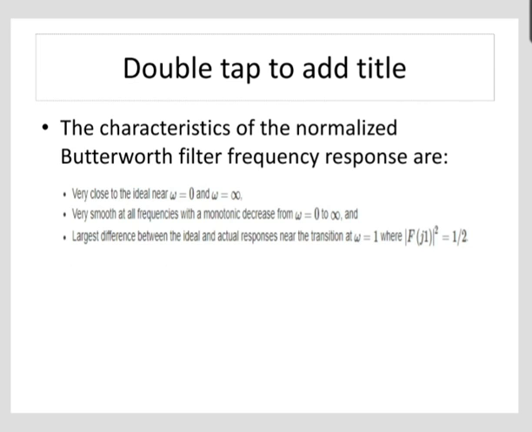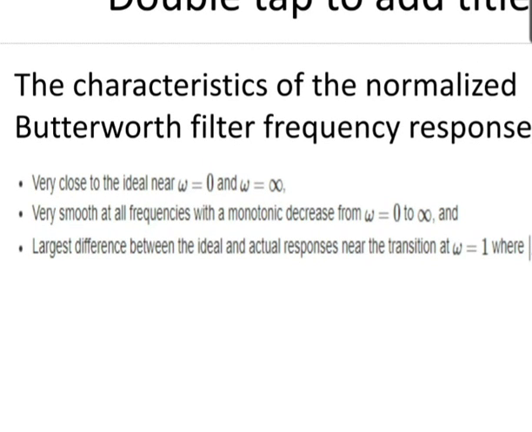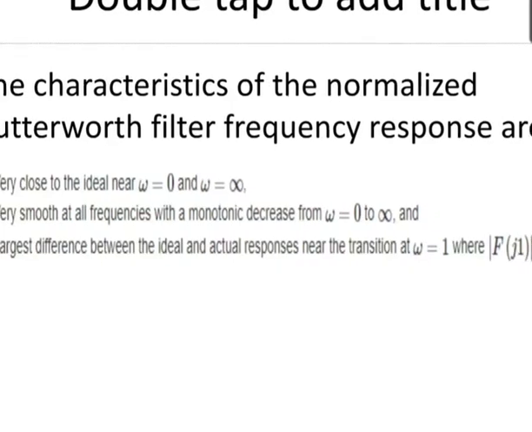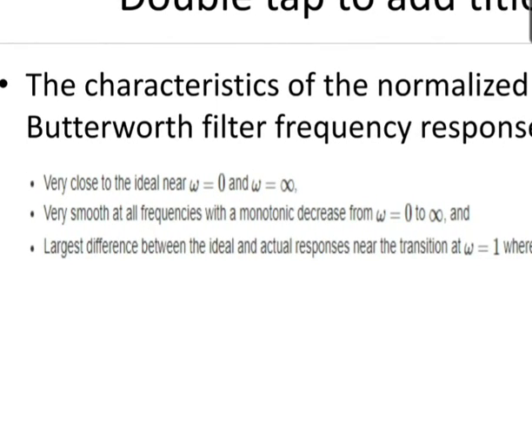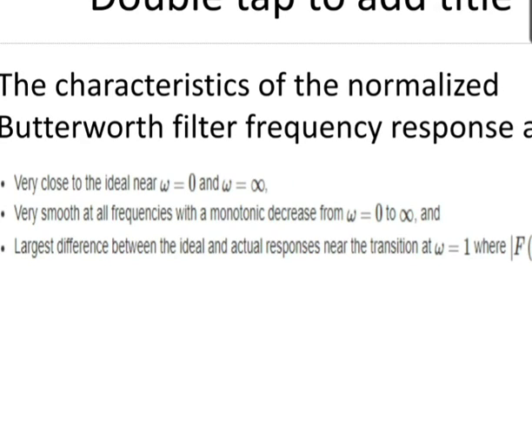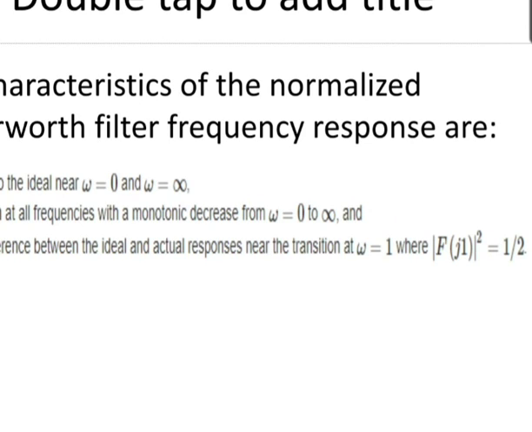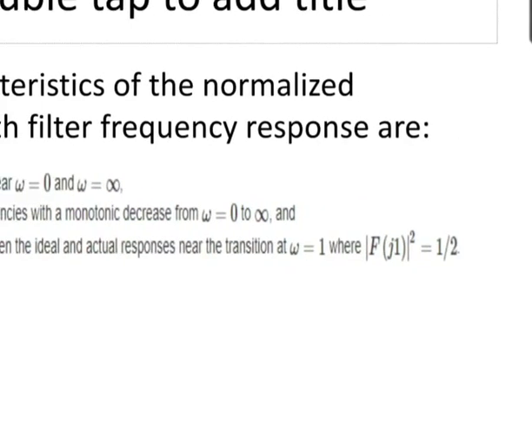The characteristics of the normalized Butterworth filter frequency response are very close to ideal near omega equal to 0 and equal to infinity, very smooth at all frequencies, with monotonic decrease from omega equal to 0 to infinity. The largest difference between the ideal and actual response is near the transition.